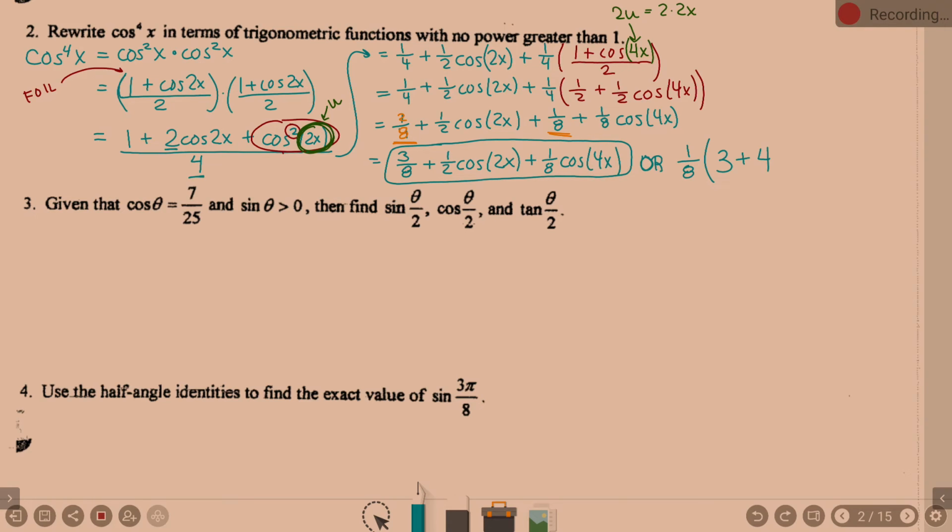You're way overthinking this. Plus, if I have 1/8 and I factor out the 1/8, we're left with 1, which you could write or not write, and I could just write cosine of 4x. This is an acceptable option also.